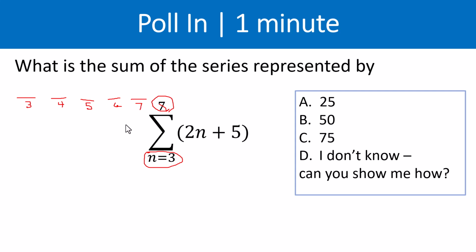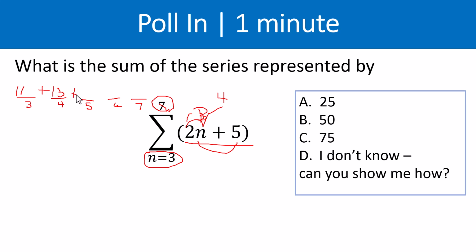Here's our rule. We're going to plug that 3 in here and multiply it by 2. 3 times 2 is 6, plus 5 is 11. So that's what goes here. Now we're going to take that 4 and plug it in here. 4 times 2 is 8, plus 5 is 13.